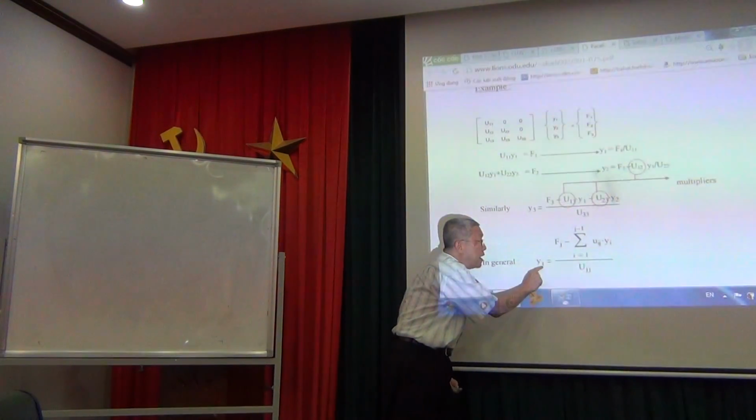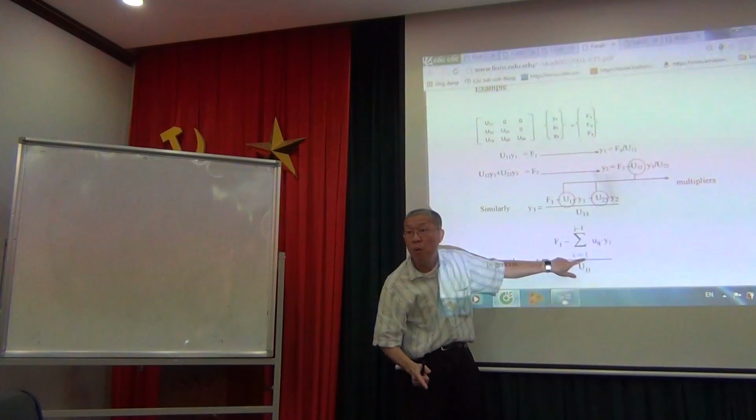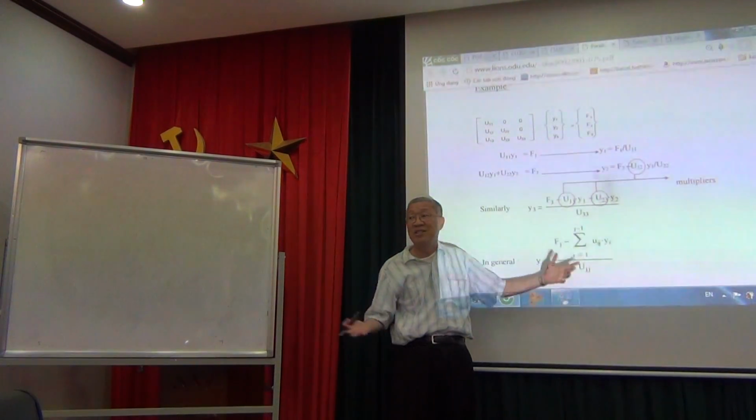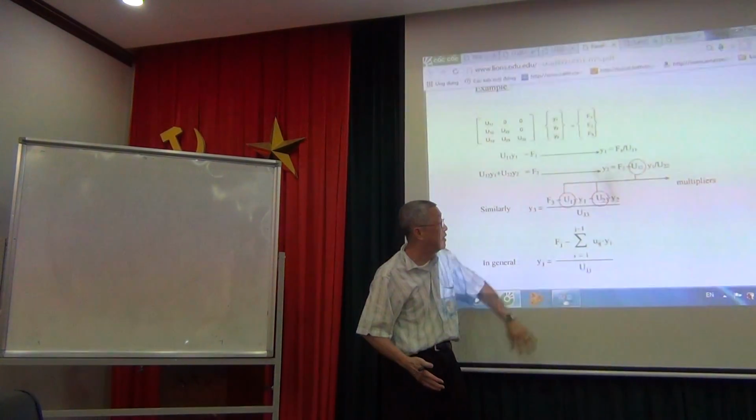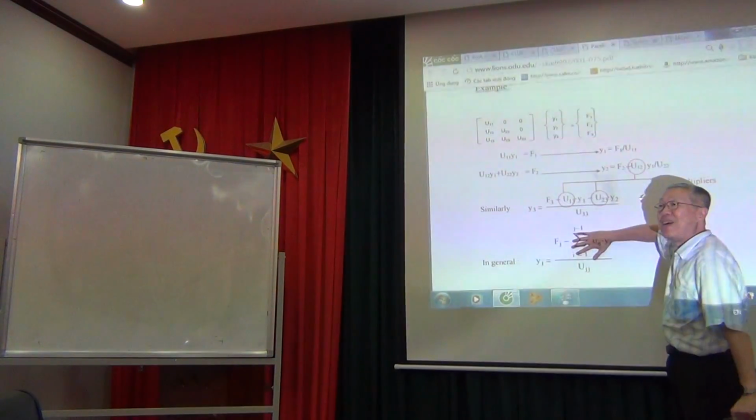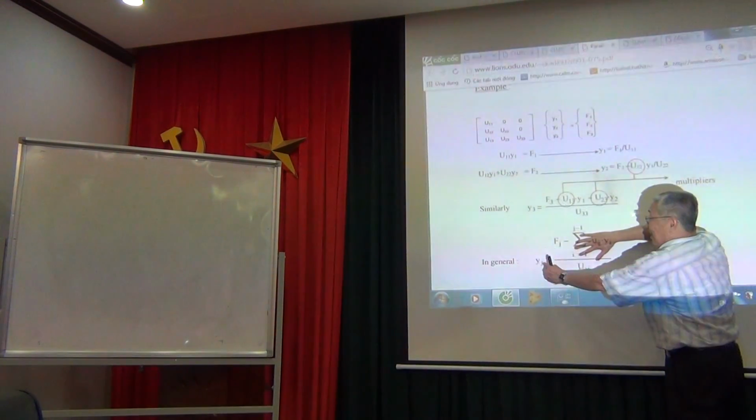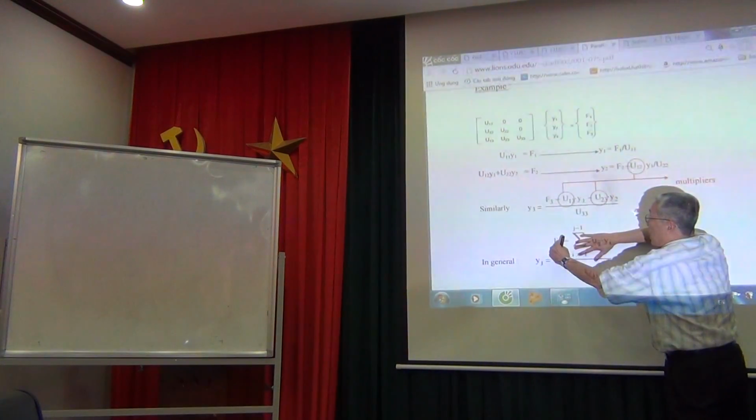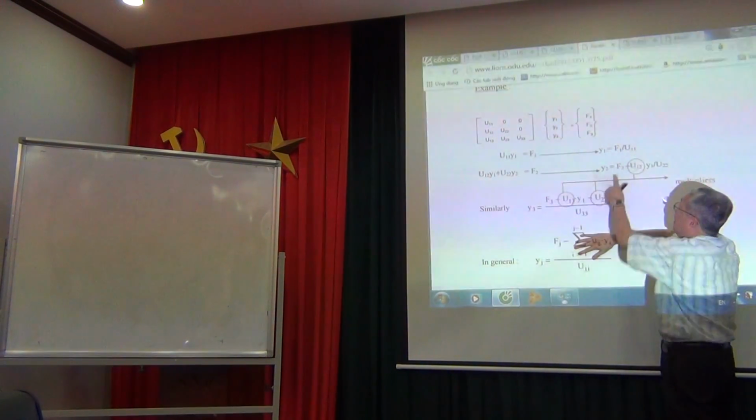Now, what happens when j equal to 1? Well, when j equal to 1, I goes from 1 to 0. That's not possible, right? So what does that mean? That means just forget about this. Then y1 equal to f1 over u11. That becomes this one.